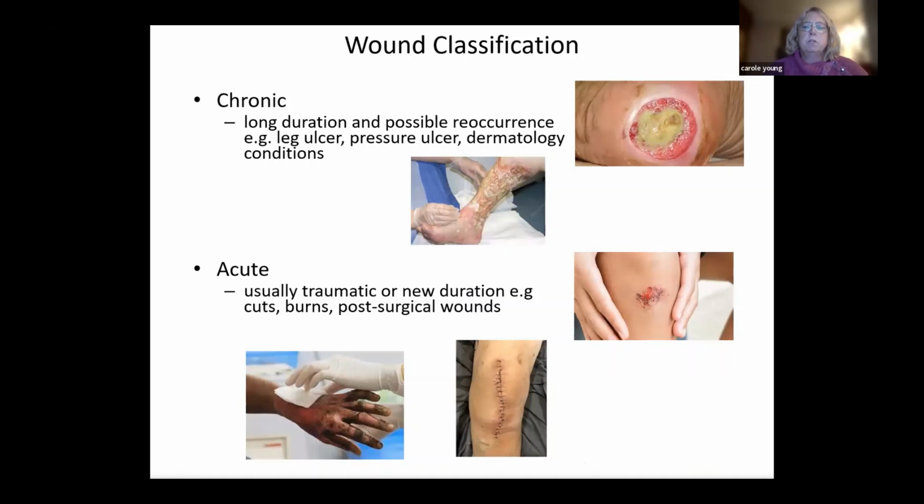Whereas our acute wounds are much newer, a short duration, such as something like a surgical wound or a trauma, such as burns, cuts or grazes are usually our acute wounds. Depending on the type of wound, we might describe the way they heal differently as well. You might have heard of terms like primary closure or secondary healing before, and we're going to just have a recap on those and what those mean.